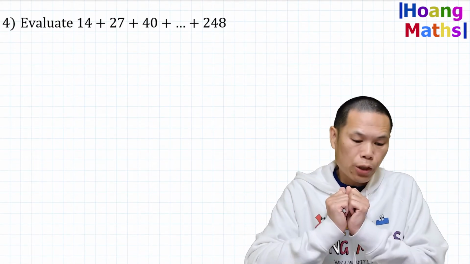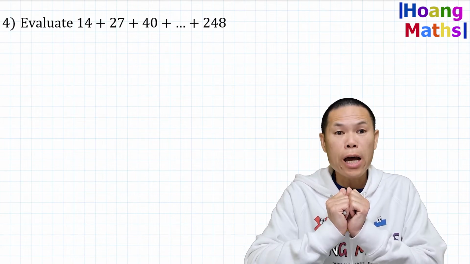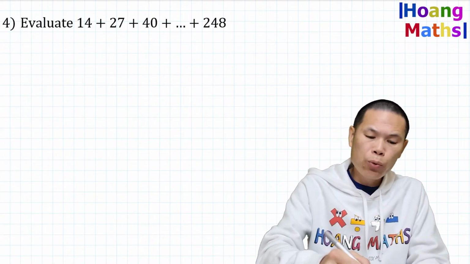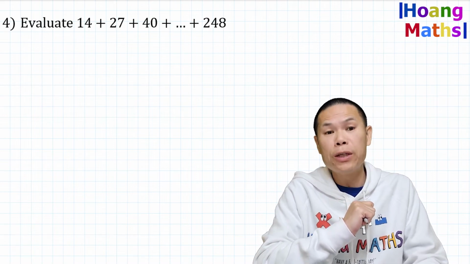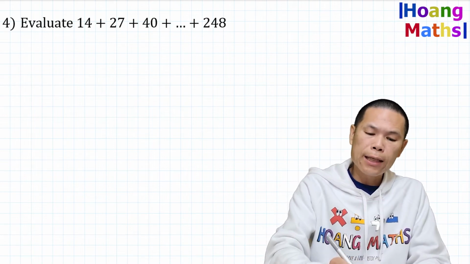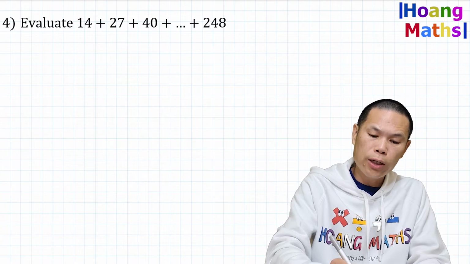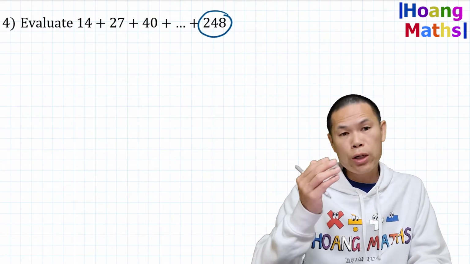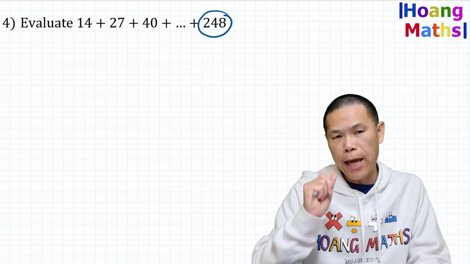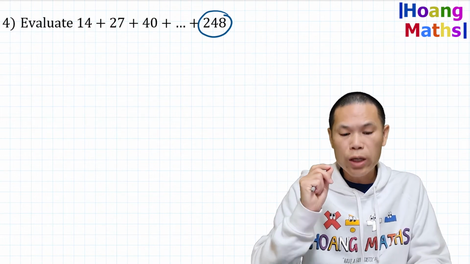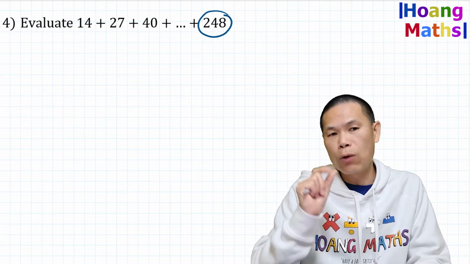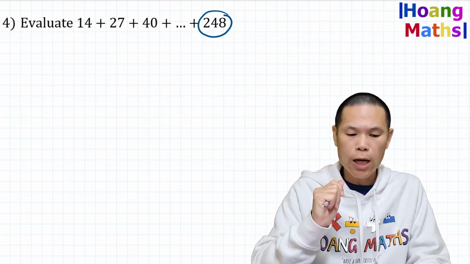Last one. So we need to add these terms together. Step number 1 is we need to work out how many terms there are in this series. We know that the last term is 248, so 248 is the nth term. We just need to work out which term will give me 248, so that we know how many terms there are altogether.